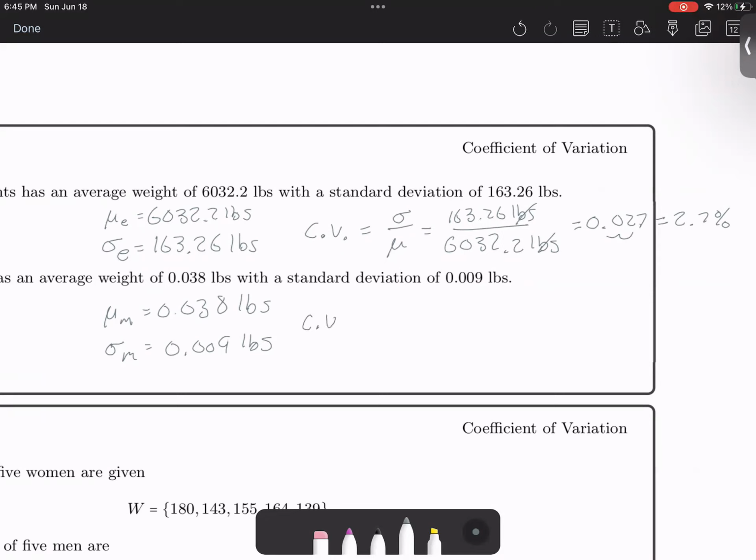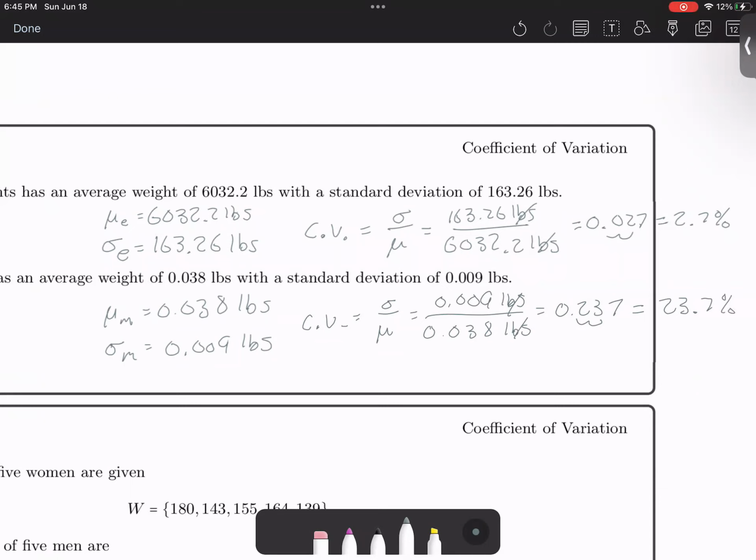The mice have a coefficient of variation of 0.009 pounds divided by 0.038 pounds. When you perform this division, the pounds cancel, and your ratio is 0.237, or 23.7%.